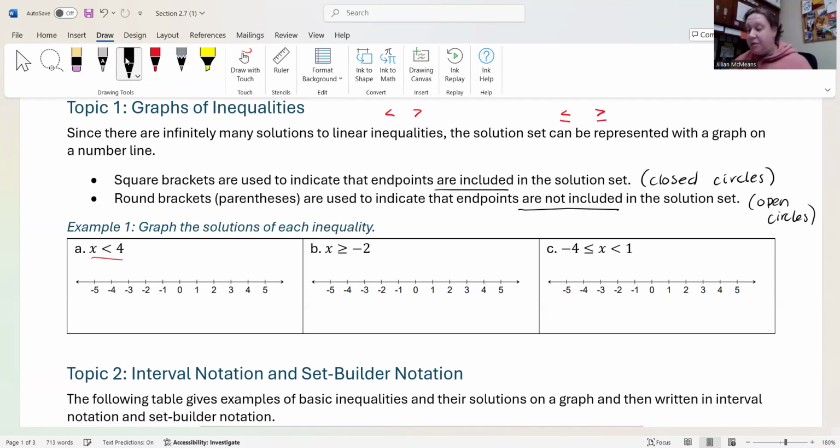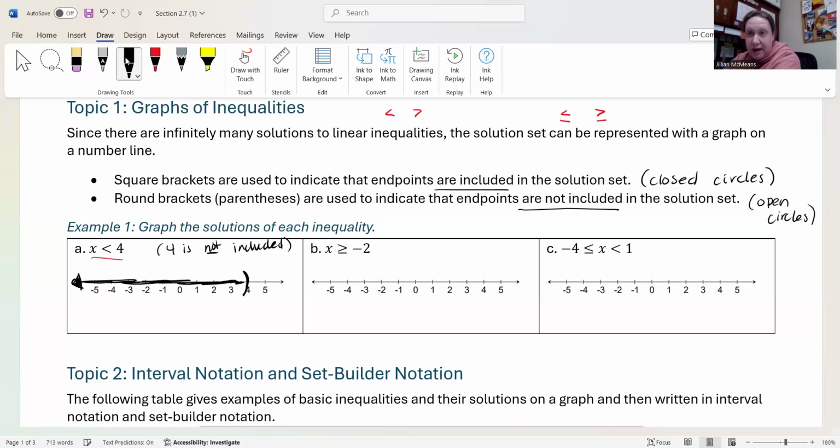Okay? Now, because we have x is strictly less than 4, that means we cannot include 4 in the answer. So 4 is not included. So I would put a round bracket on the 4, and then I would shade to the left. And this shaded region represents all of the values that are part of the solution set.